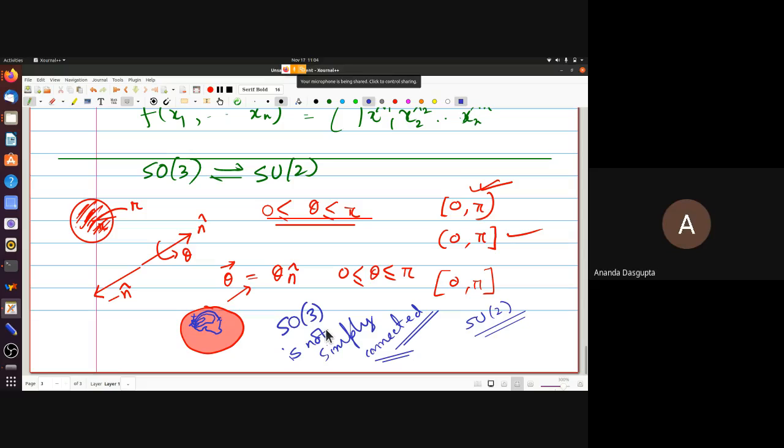SU2 is simply connected, and that is why SU2's representation theory is actually way simpler than SO3's. So it so happens that the complexified version of SO3 is actually way simpler than SO3 itself. Rotations are complicated objects. SU2 transformations are not. At a Lie algebra level, SU2 and SO3 coincide because of the homomorphism. We are going to explain that, and that is why when we talk of Lie algebras, we don't really distinguish between small so3 and small su2. They are isomorphic as Lie algebras. But the groups are different.